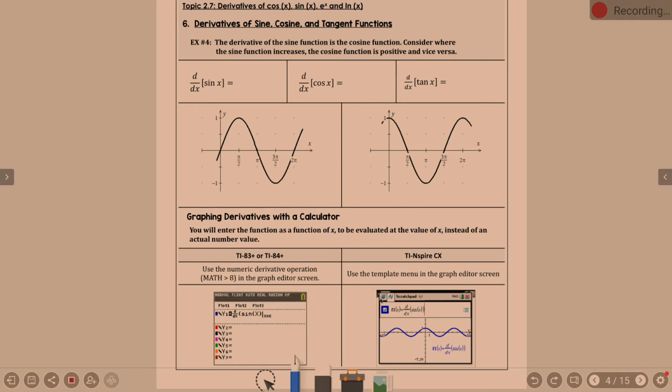Derivative of the sine function is cosine. So the derivative of sine x is cosine x. And I guess it doesn't say it here. The derivative of cosine is negative sine x. So you have to know that those two are each other, except the derivative of cosine is negative sine. And the derivative of tangent is secant squared.